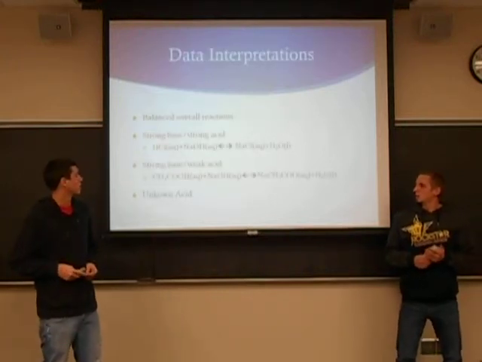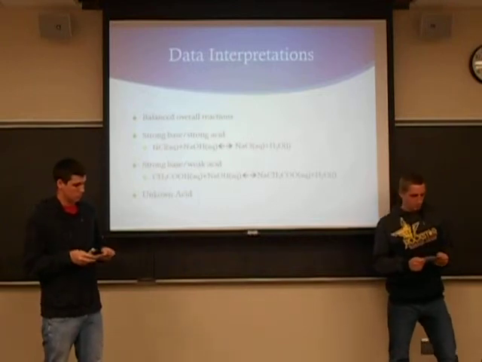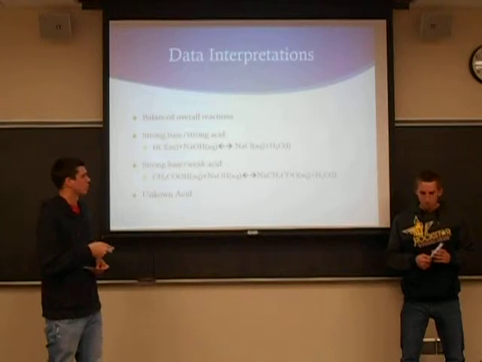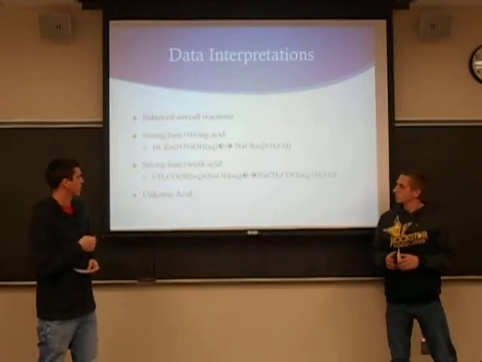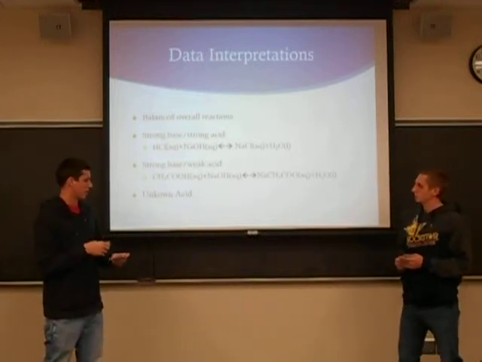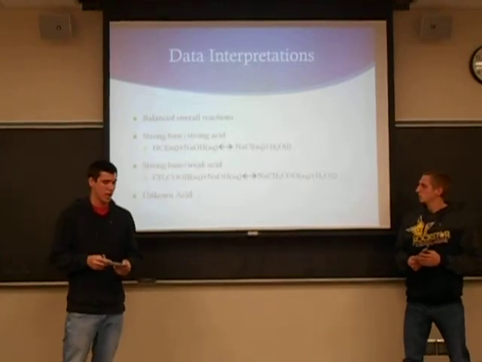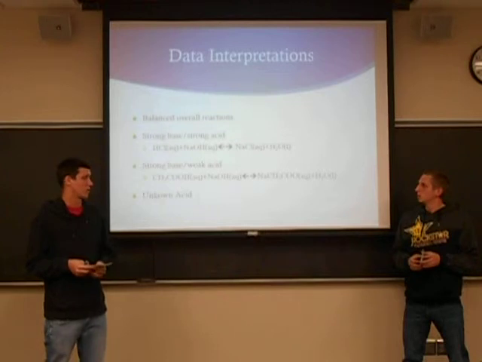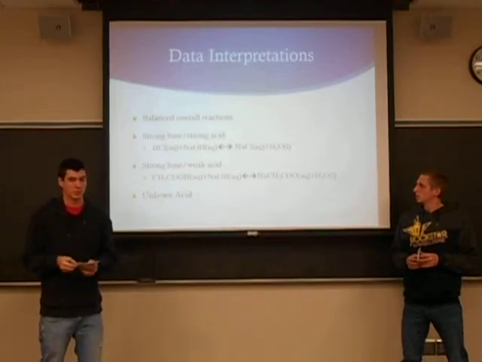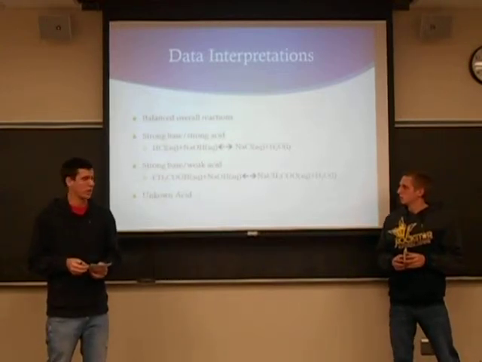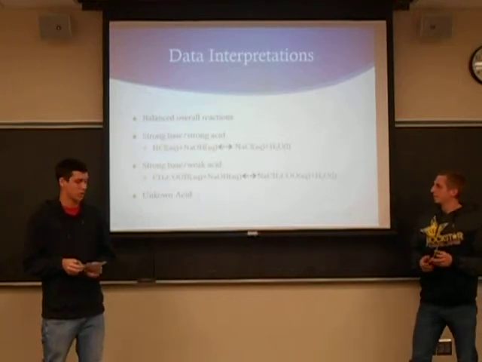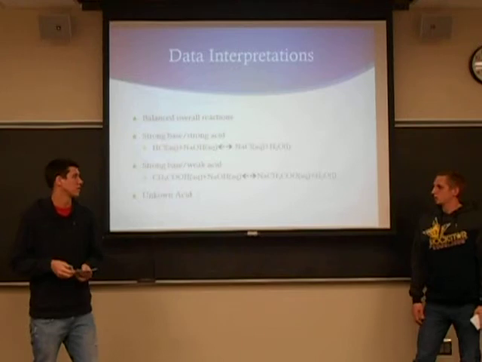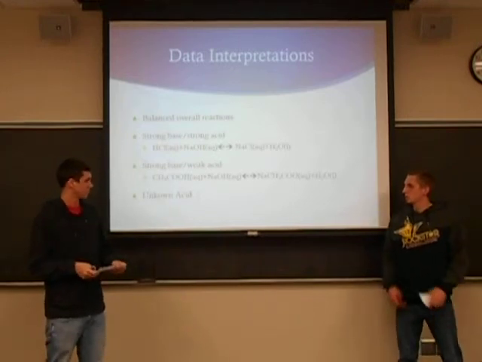And then for the data interpretations, I just have the unknown acid part. Troy, you have the other parts for this, I think. But I'll talk about the unknown acid first. The pKa was found to be 5.1, and the molar mass was found to be 200.03 grams per mole. And the unknown identity was potassium hydrogen phthalate. I think that's how you say it.